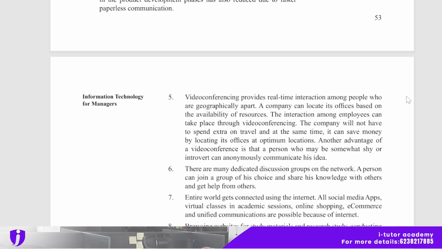Browsing websites for study material and research study, conducting online surveys, government to citizen, that is G2C applications, listening to music online and watching video are possible anytime from anywhere. And you are listening to this class also because of this network, right?